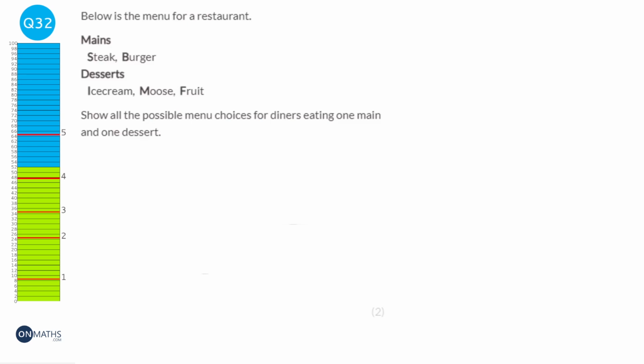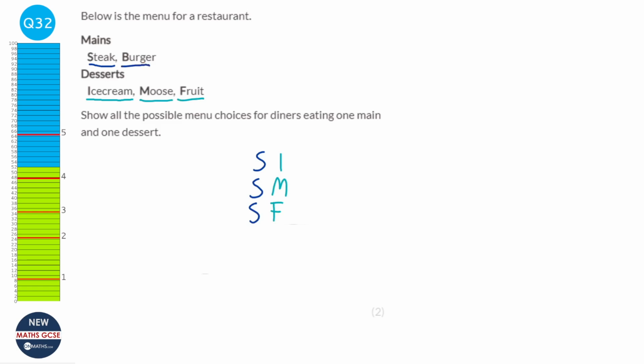It's really important when answering this question that we're really methodical. So we're going to start off just looking at steak. And I'm going to start off with the S, and we're going to pair it with the first dessert, which is the I. Then we're going to pair the steak with the second dessert, which is the mousse. Then we're going to pair it with the third dessert, which is the fruit. So we're being really methodical. We've done all of the combinations with steak.